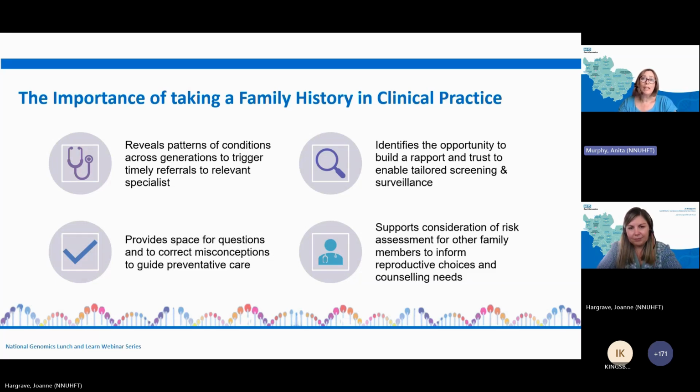Taking a family history can also support risk assessment for other family members, to help inform reproductive choices and counselling needs. So if we think about couples considering a family, we can assess the risk of passing on inherited disorders such as cystic fibrosis, sickle cell anemia, or, for example, in the case of a haemophilia A carrier, this information can inform their pregnancy care. Now, this is not an exhaustive list, but it is just some of the key reasons why taking a family history can really support clinical practice.